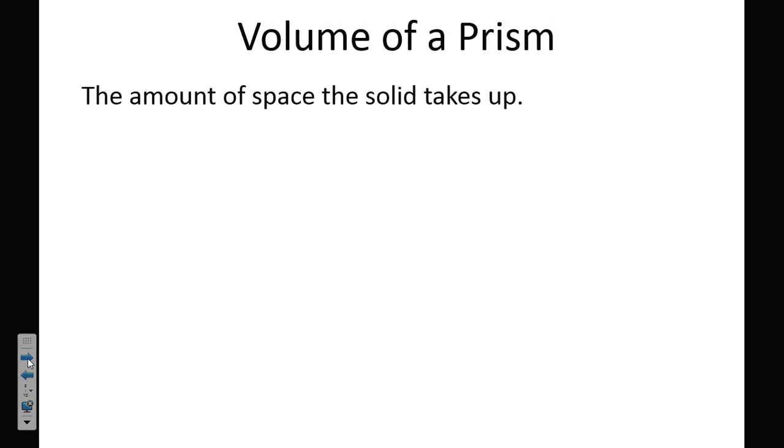Next, we're talking about the volume of a prism. So I've saved the easiest for last. The volume of a prism is the amount of space that the solid takes up. The volume of a prism is the amount of space that it takes up.